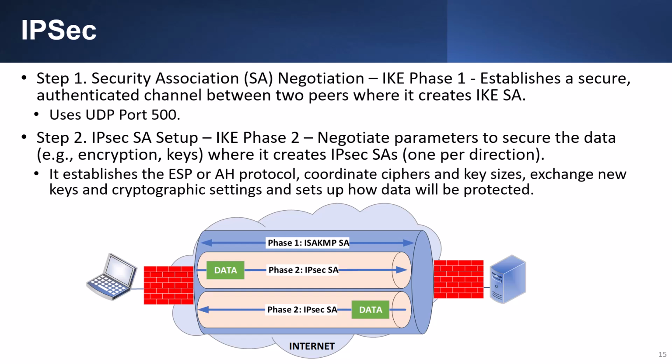Step 2, IPSec SA setup, IKE Phase 2, negotiates parameters to secure the data, including encryption keys, where it creates IPSec SAs, one per direction. It establishes the ESP and/or AH protocol, exchanges new keys and cryptographic settings, and sets up how data will be protected.